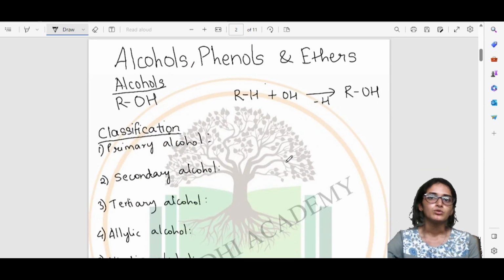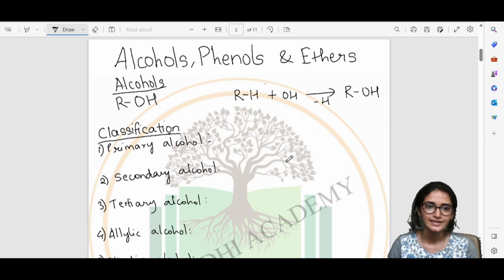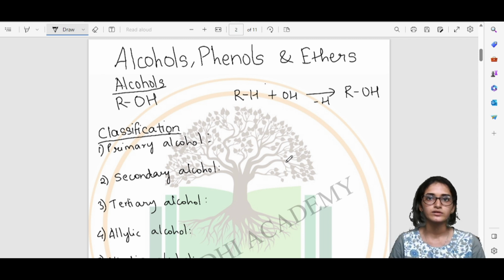So in our lower classes, we already studied what alcohols are: the nomenclature of alcohols, how to write the names, how to write the structures. In this chapter, we will study more compounds of alcohols. Along with alcohols, we will study phenols and ethers. The general formula of alcohols is ROH, wherein R is the alkyl group and OH is the functional group that is responsible for the alcohol.